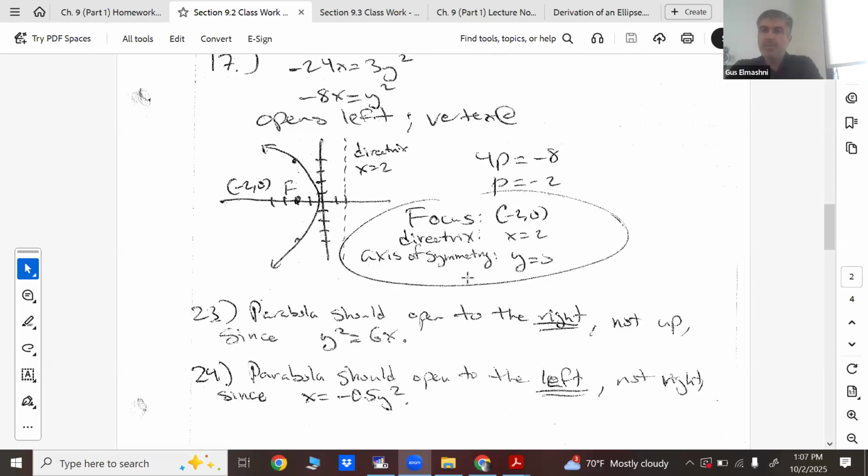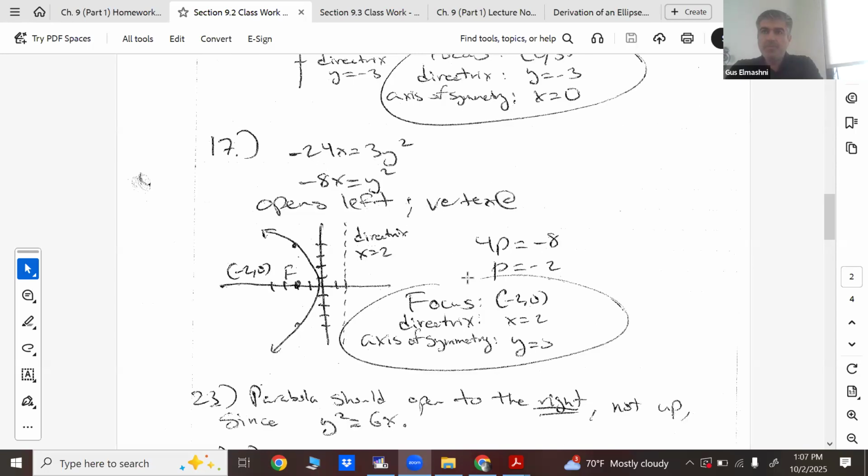Yeah, very good. Do you care if we write like P? Should we say P is 2? P is negative? I don't care. Doesn't matter to me. Just make sure you have the right coordinates for the focus and the right equation for the directrix. That's what matters to me. Looks good.